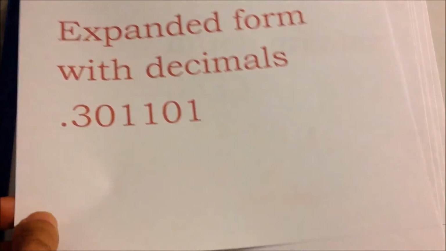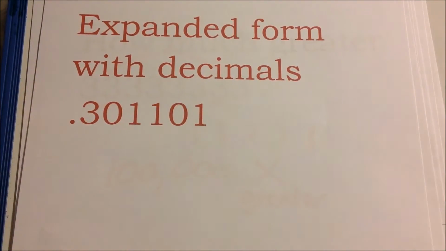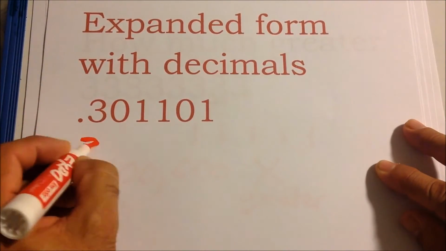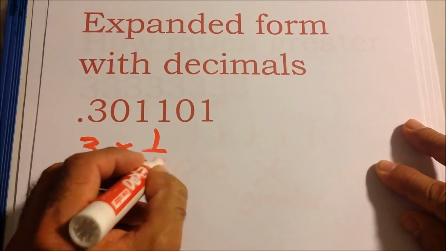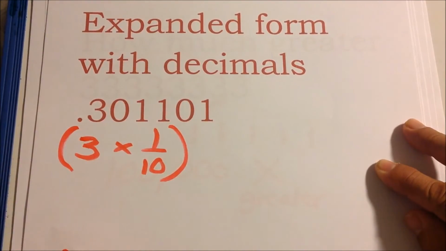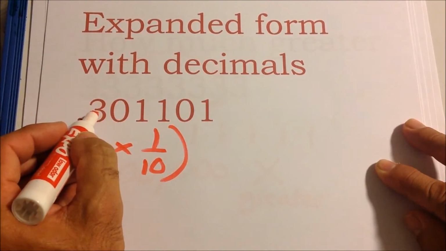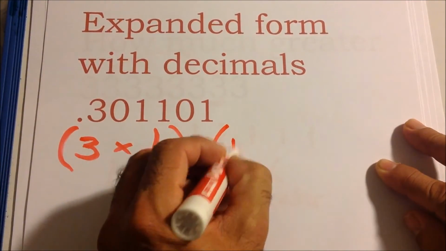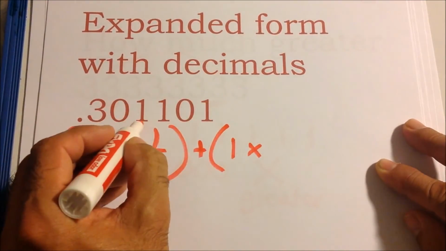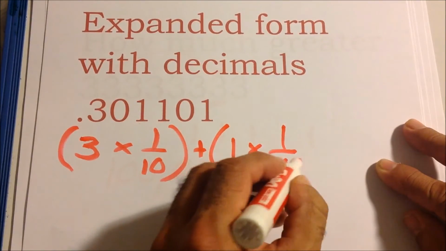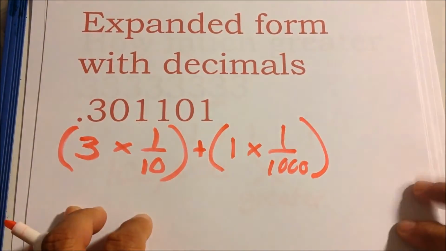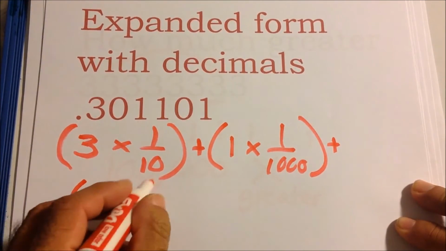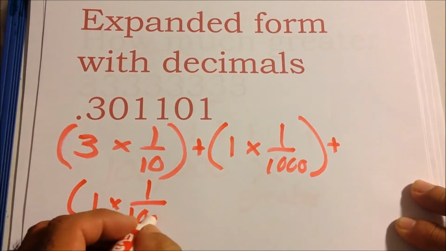We also did expanded form with decimals. Right? So here we have a 3. So we can go, this is 3 times 1/10. It's in the 10th place. Plus, we're going to skip the 0. 1, and it's in the 1,000th place. And we have another 1. Bring it over here. And what? We have the 10,000th.